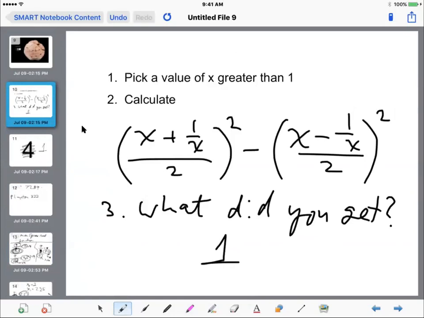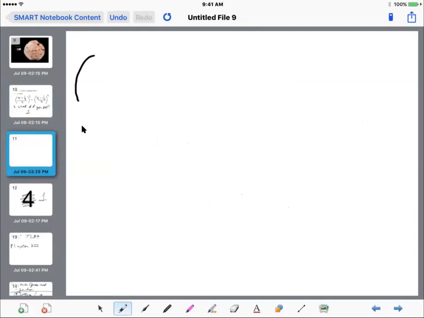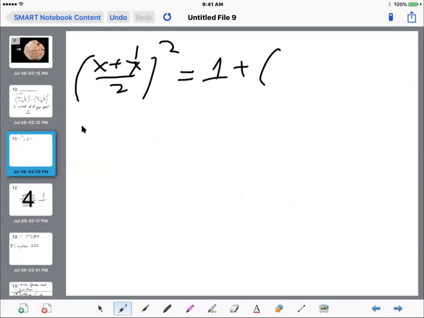So if that's true, we could say that (x plus 1 over x over 2) squared is equal to 1 plus (x minus 1 over x over 2) squared. But 1 itself is a perfect square. And this is going to be our formula for generating Pythagorean triples. Watch how I do this. You can make x any number bigger than 1.